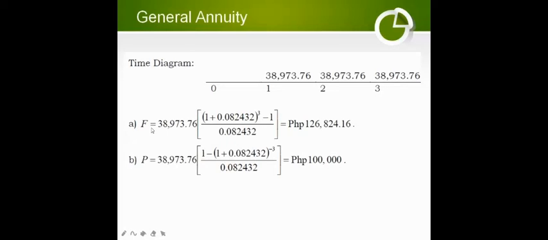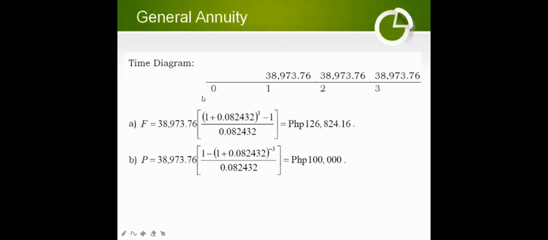For the time diagram, yung sa future value is 38,973.76 for the first year. And then the second year is 38,973.76. And then for the third year, same amount pa rin.